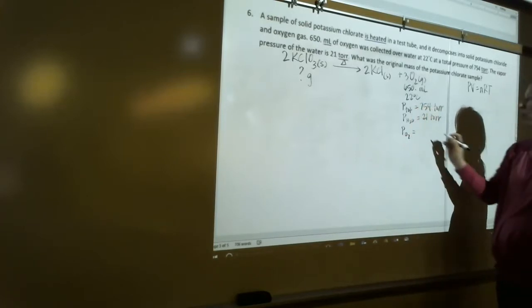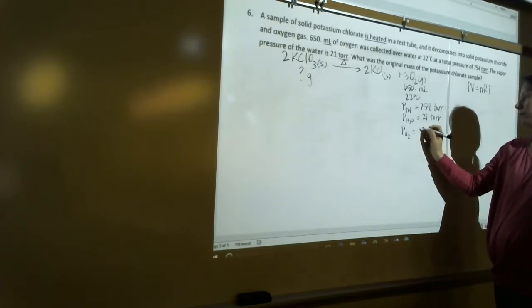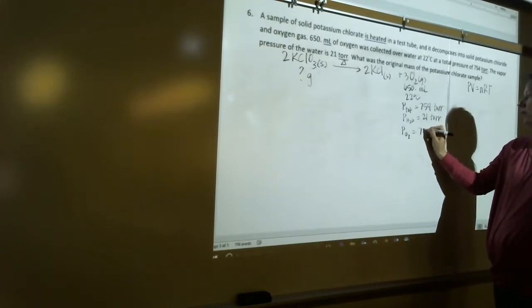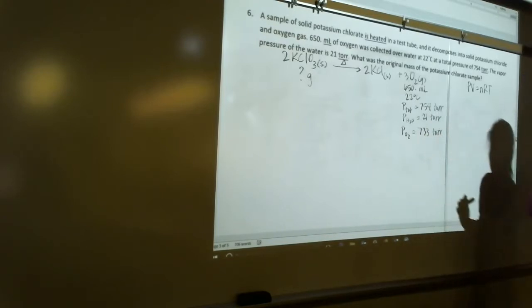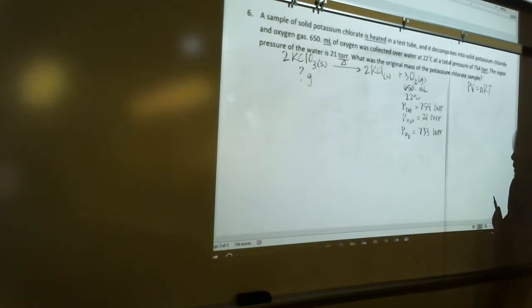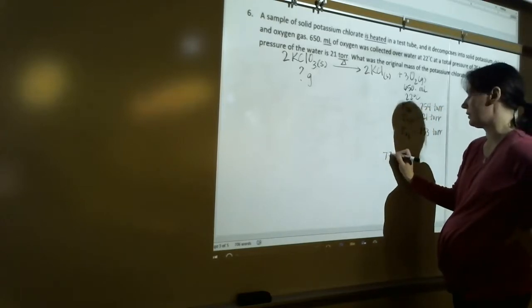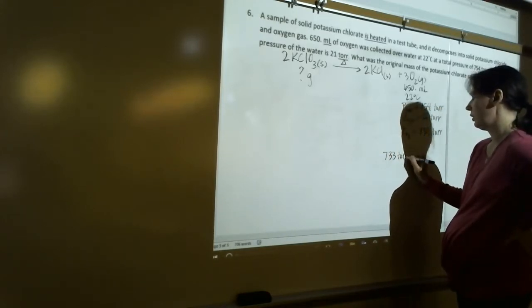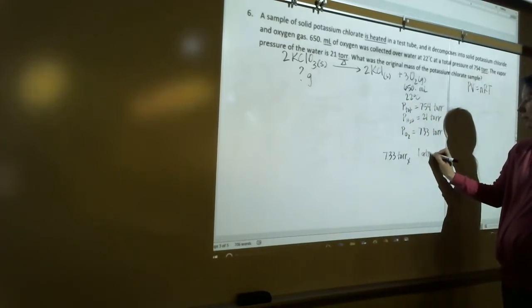Subtract, right? So what would that be in torr? 733. Do we agree? Yes? Is torr an appropriate unit? No. What do I have to do? And how do I convert? That conversion factor will be on the exam, on the reference page. How many torr are in 1 atmosphere? Does anyone remember? 760, right.